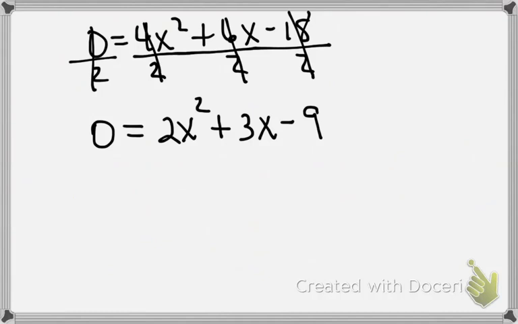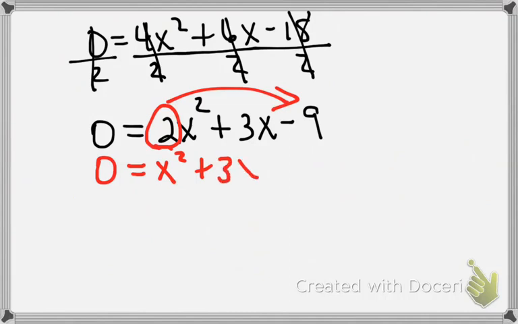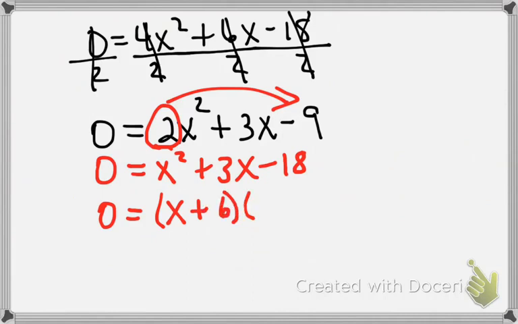So since I have x squared and x in the same problem, I have to factor this. And since I have a 2 in the front as my leading coefficient, I have to deal with that also. So I'm going to start off by multiplying 2 to the end, which will change my problem to be x squared plus 3x minus 18. And then I'm going to look for two numbers that multiply to give me 18 and add to give me 3. So I'm going to have x plus 6 and x minus 3, because that still multiplies to give you 18.